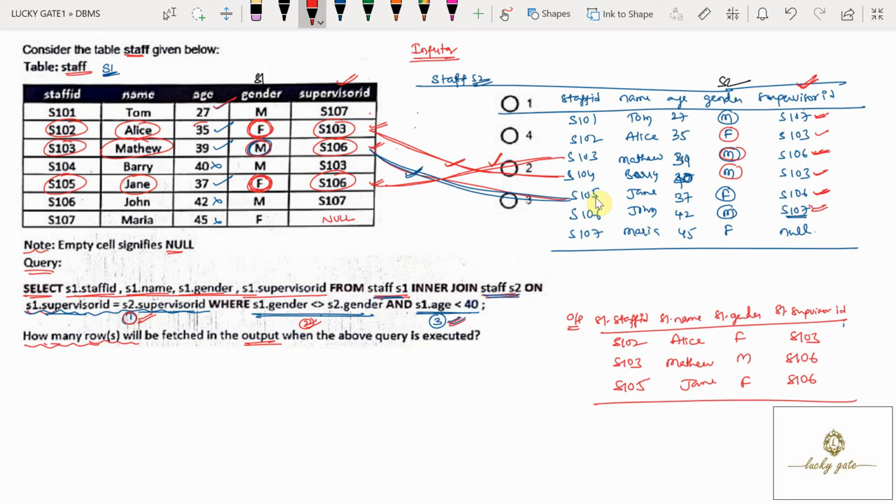The question is, how many rows will be fetched in the output when the above query is executed? The number of rows is how many? 3 rows. The 3 rows is option D. This option D says 3 rows. 3 rows is in the output. So the answer for this question is option D.